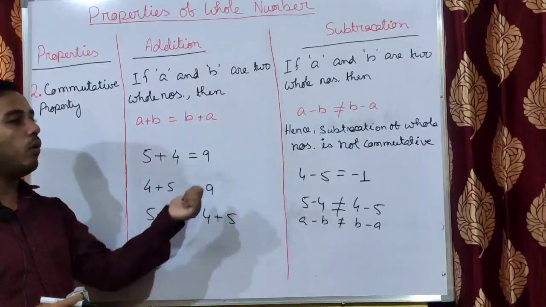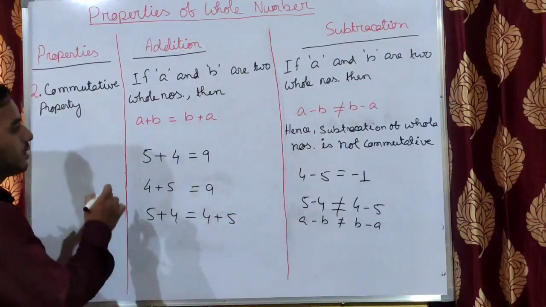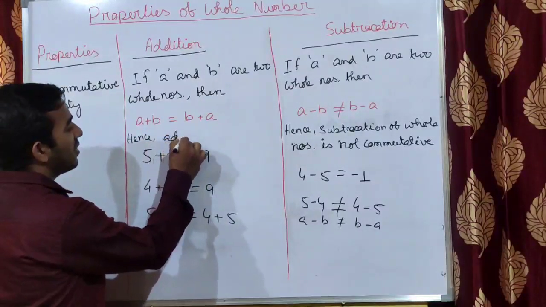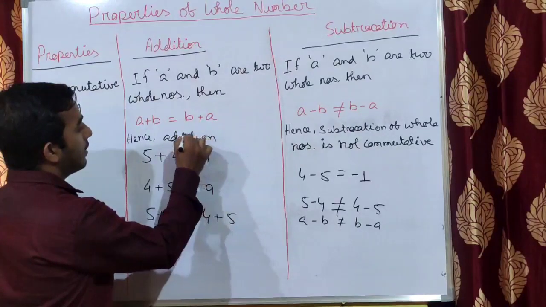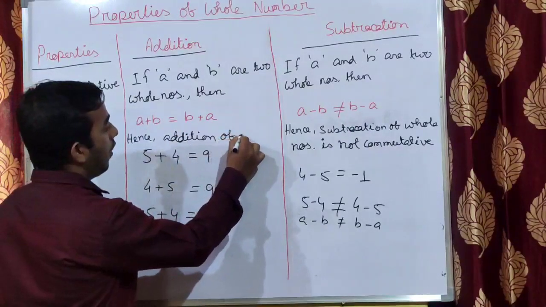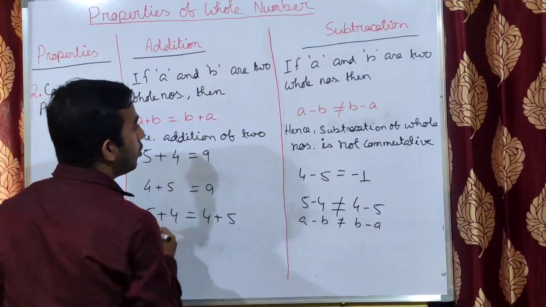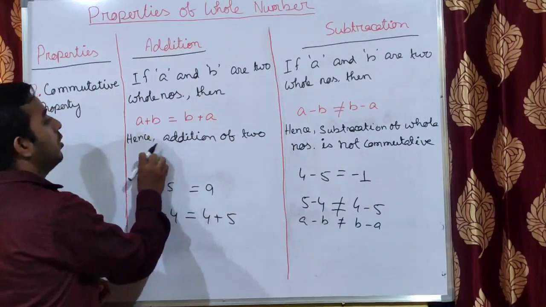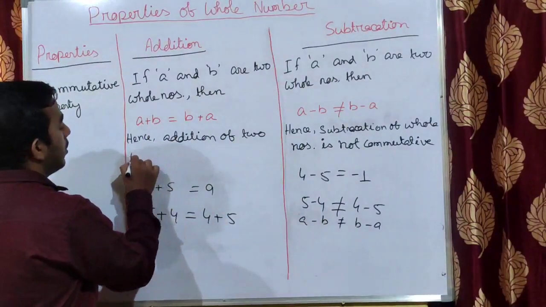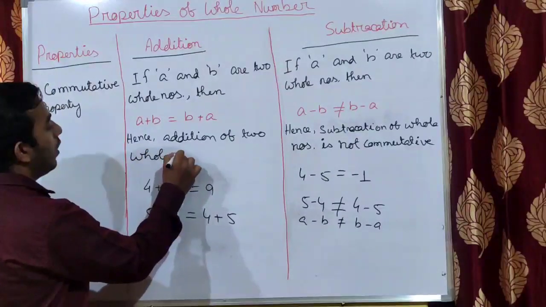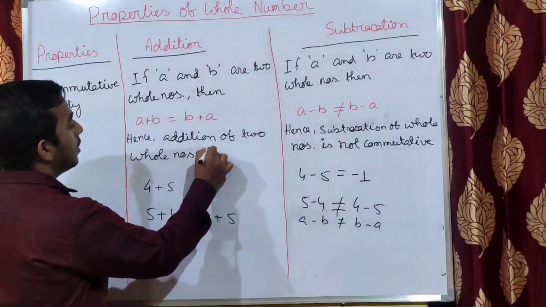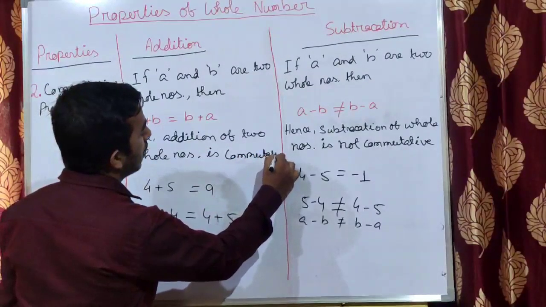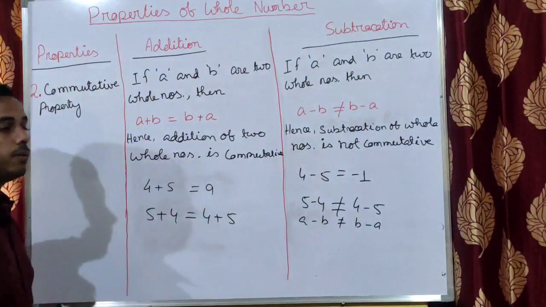Hence addition of whole numbers is commutative. Write this. Hence, addition of two whole numbers is commutative. Clear?